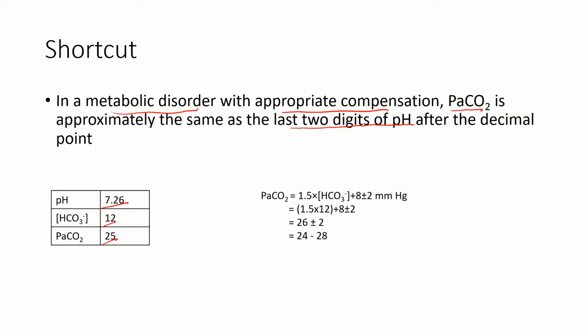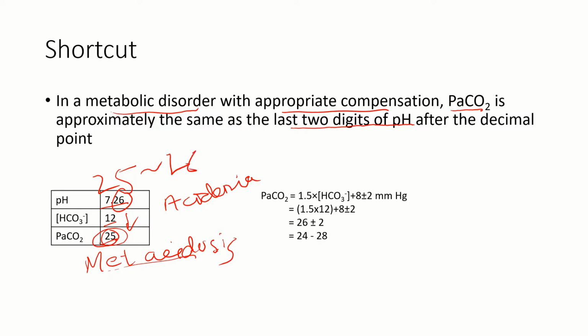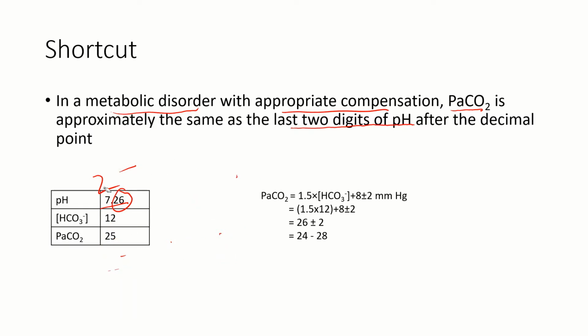First, let's see what kind of disorder this is. Is this metabolic or is this respiratory? Because the pH is 7.26, there is acidemia. Now let's see whether this acidemia is because of bicarb or because of carbon dioxide. The PaCO2 is on the lower side, not high, which means this is metabolic acidosis. And what we are saying is, in case of metabolic acidosis, the pH is 7.26 and the PaCO2 is 25. So 25 is really near 26, which means I would say that in this particular case, the metabolic acidosis is properly compensated. Now let's verify that using Winter's formula.